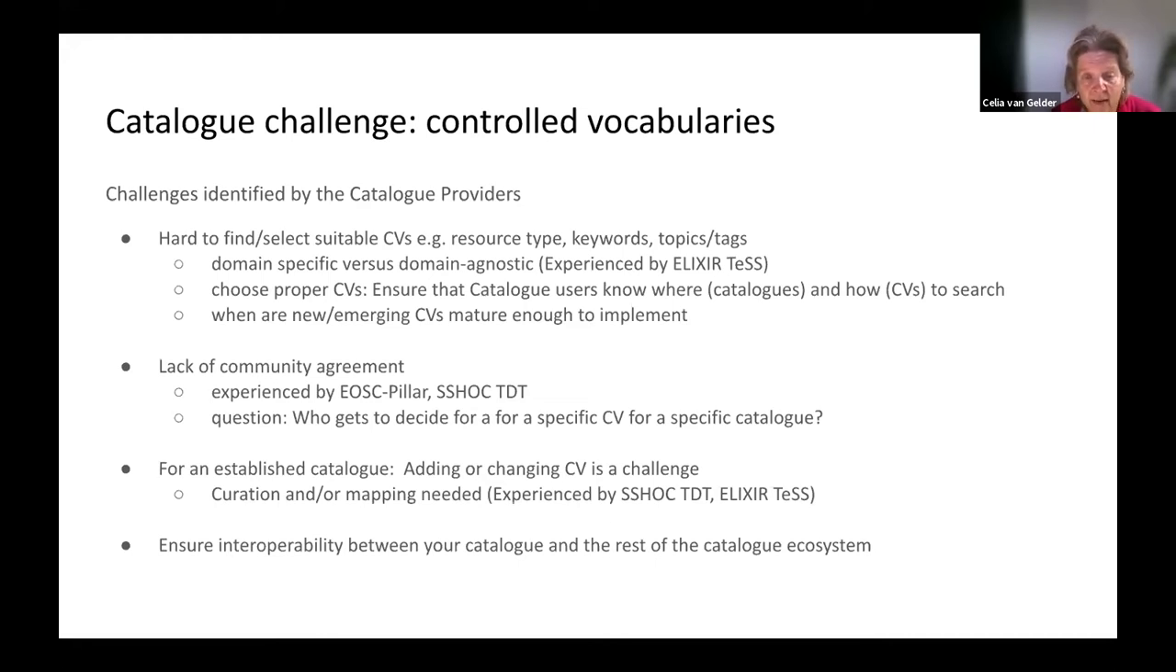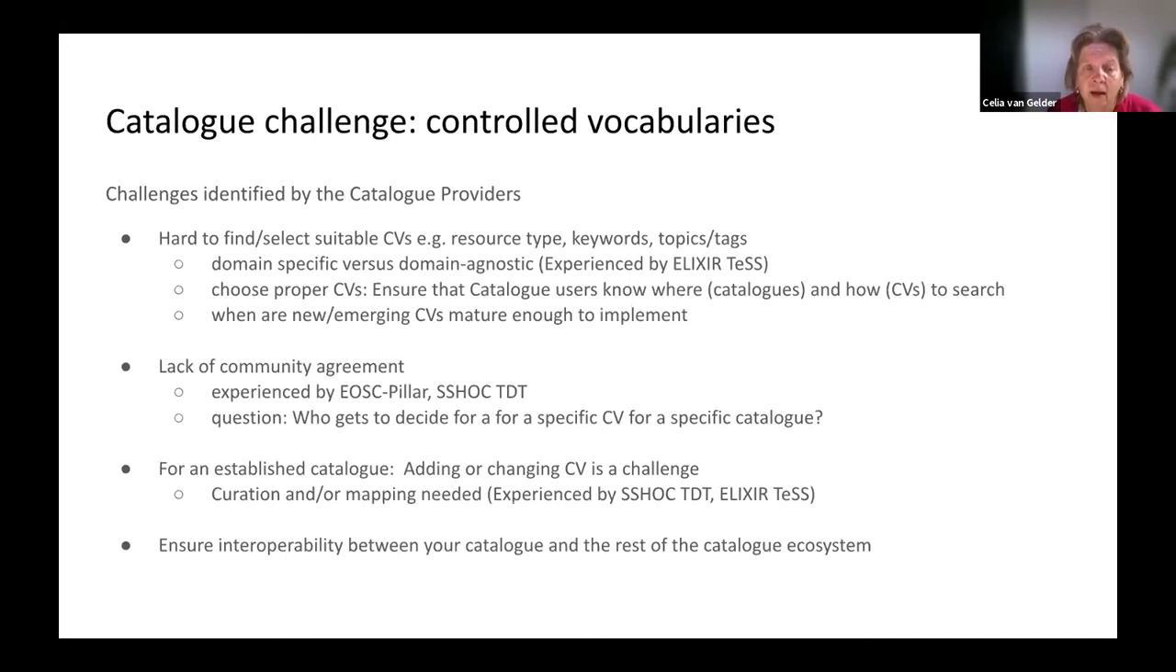Another thing that is also clear is that there are new controlled vocabularies coming up. For instance, the terms for FRESH skills is my example, but it's like a moving target. It's still in development, and we are also in development with our own catalogue, and the EOSC training catalogue and platform is in development. So when is the time to step in? And that's not easy at all.